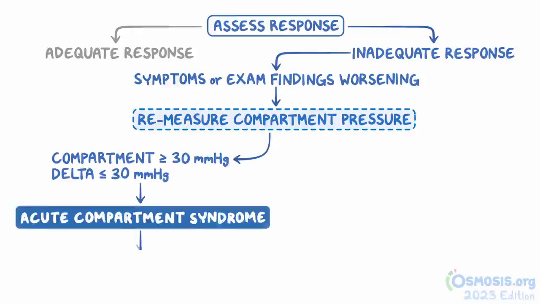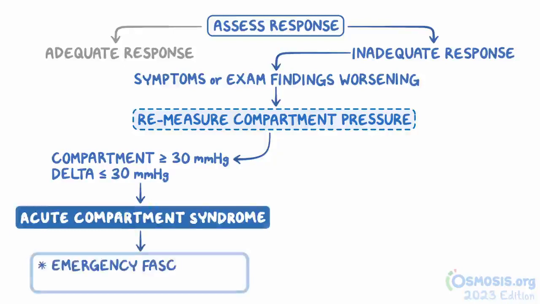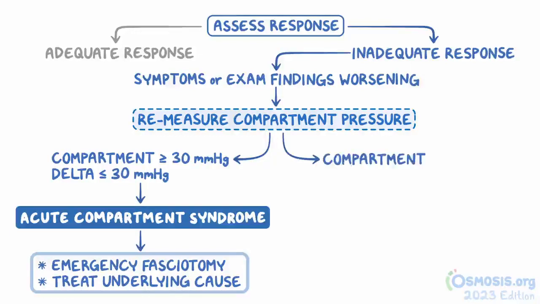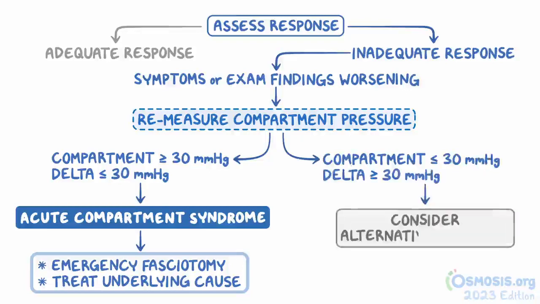At this point, call the surgical team for an emergency fasciotomy and be sure to treat the underlying cause as well. Finally, if the repeated compartment pressure measurement is still less than 30 millimeters of mercury or the delta pressure is over 30 millimeters of mercury, consider an alternative diagnosis.